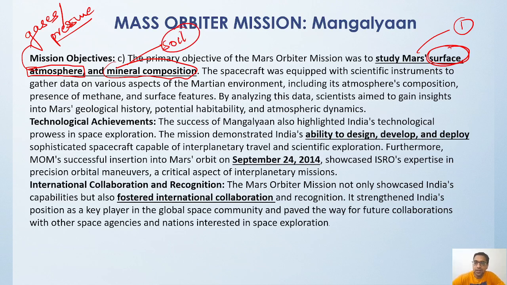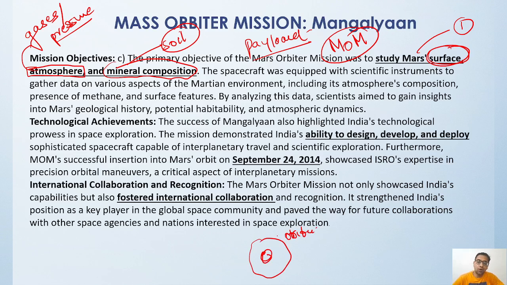Along with them, a lot of payloads are being sent in order to understand. But since this time we have only sent the orbiter, the Mars Orbiter Mission, we had only the orbiter. That means this is the mission, and this is the orbiter. It will only be orbiting the Mars outer surface; it is not landing on the Mars surface. So it will be observing all the things from a distance, whether atmosphere, mineral composition, or what type of surface.